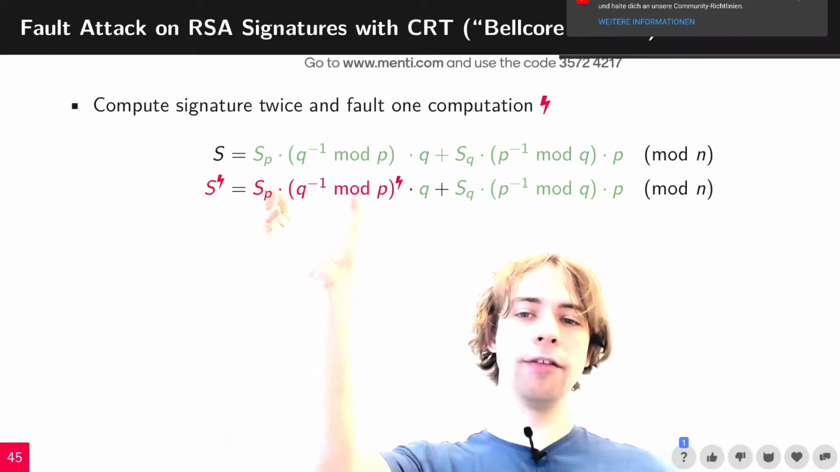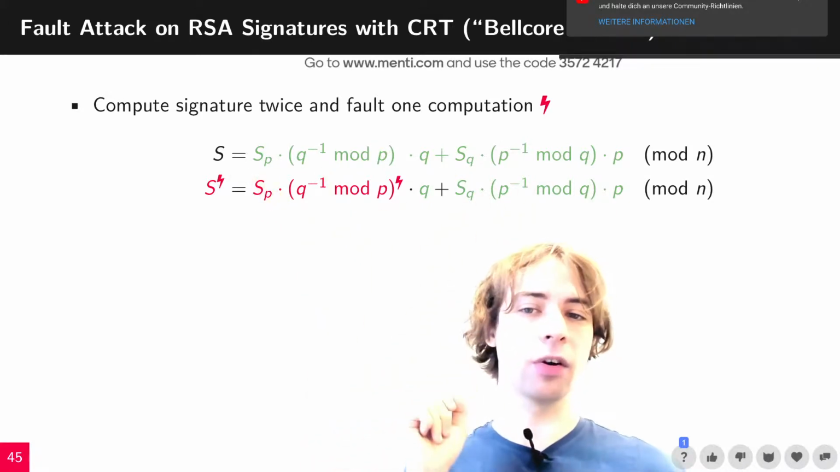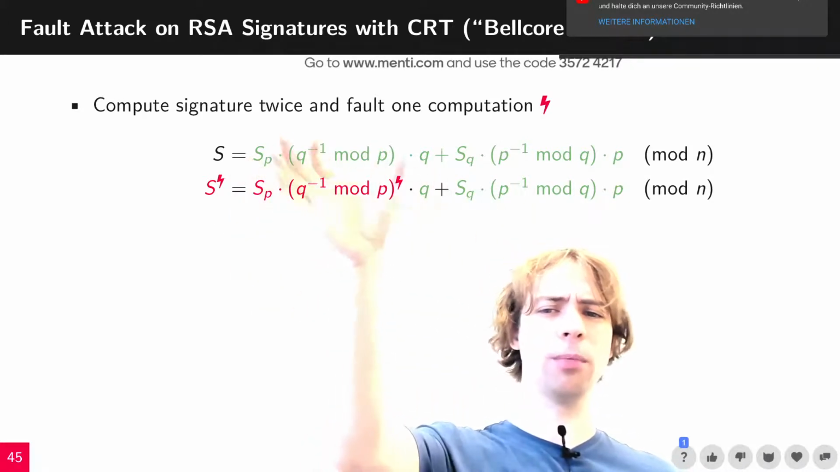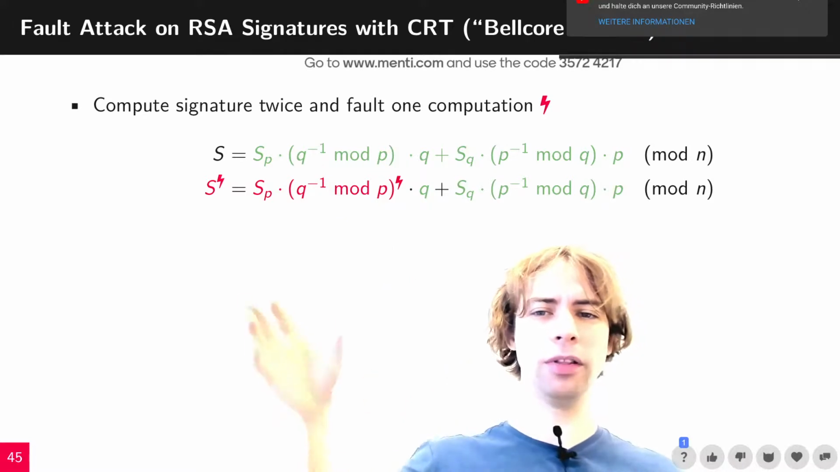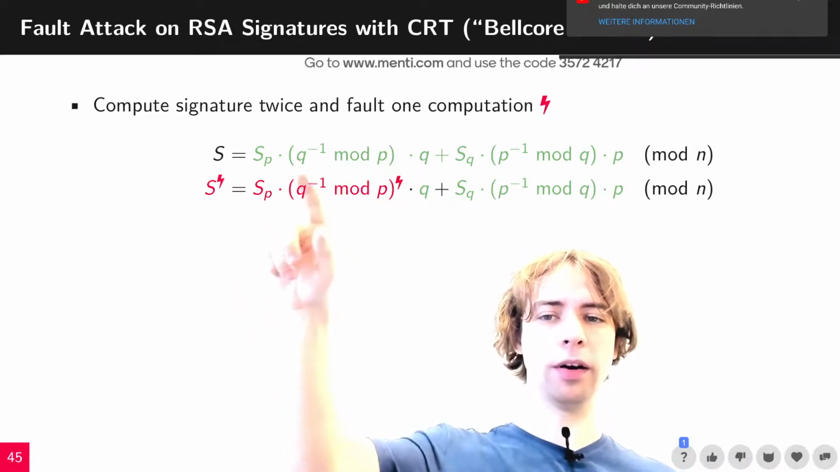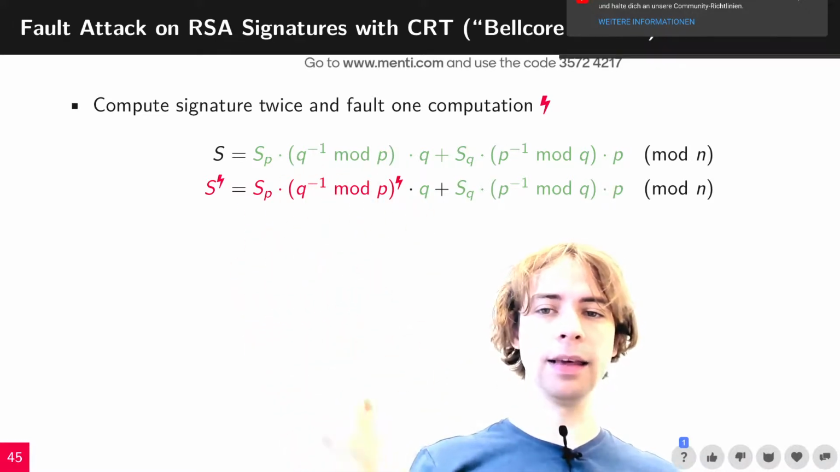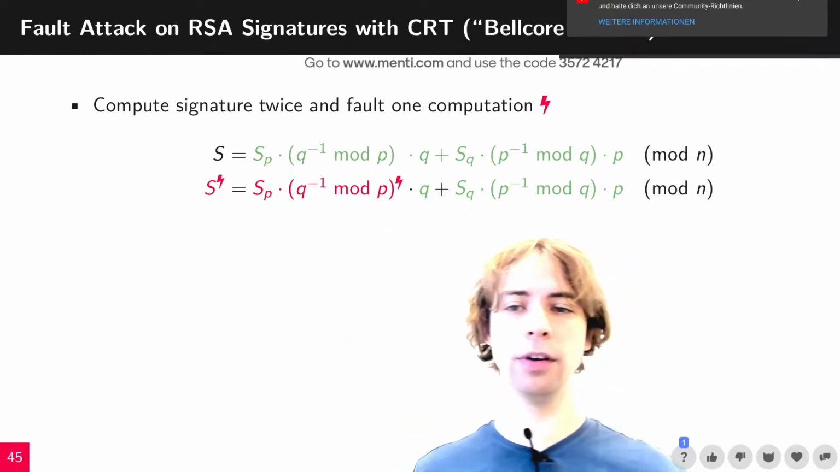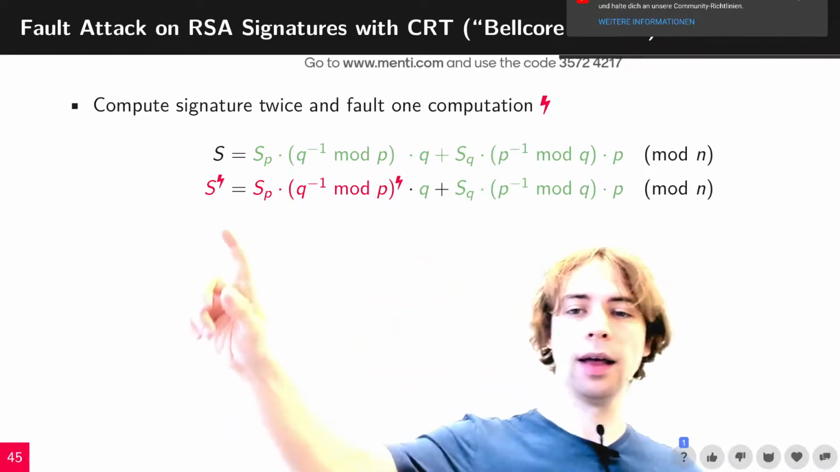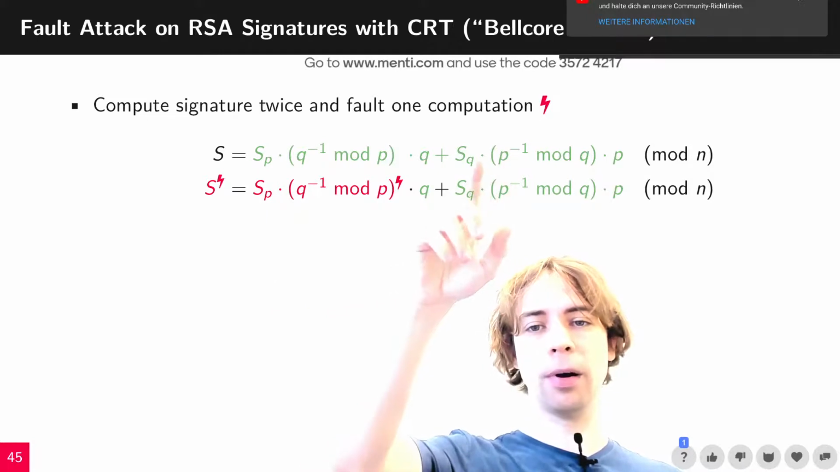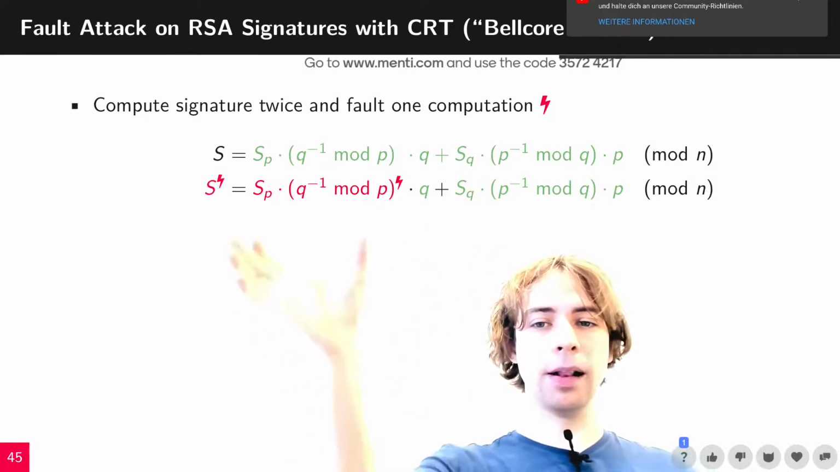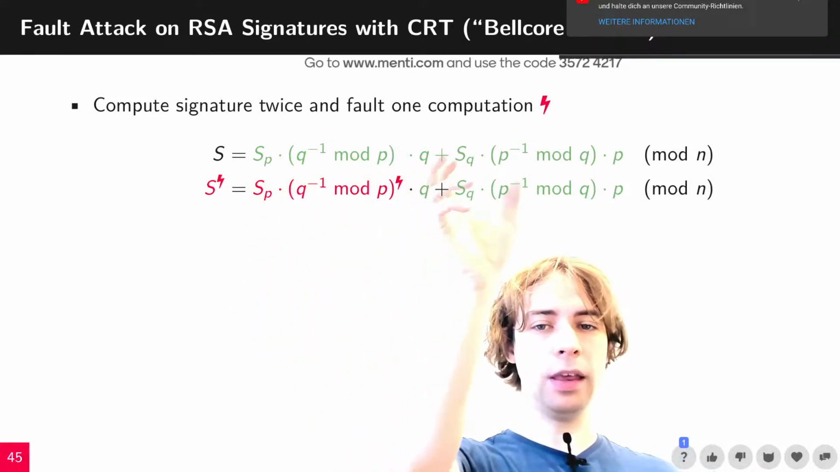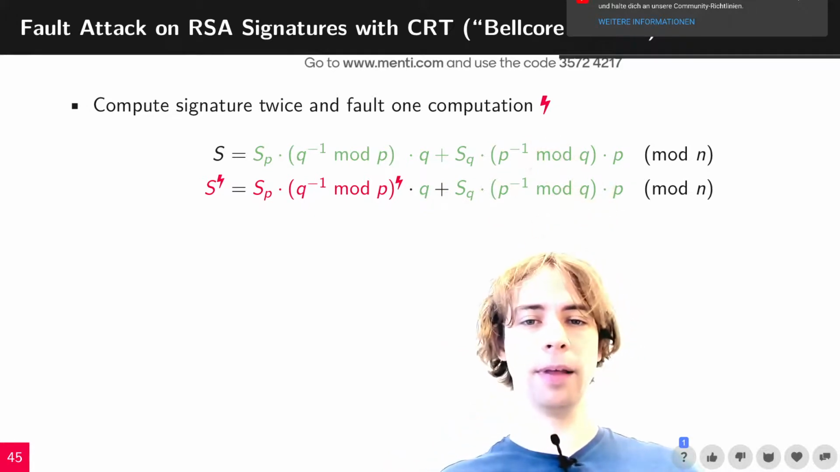So here we have 2 times the same signature computation. And of course, there's a lot of formula symbols here. All the symbols like P and Q are the private key, right? The private key that no one should have. And then we have some signature parts, and we multiply things here, modulo P, and then we add that together.